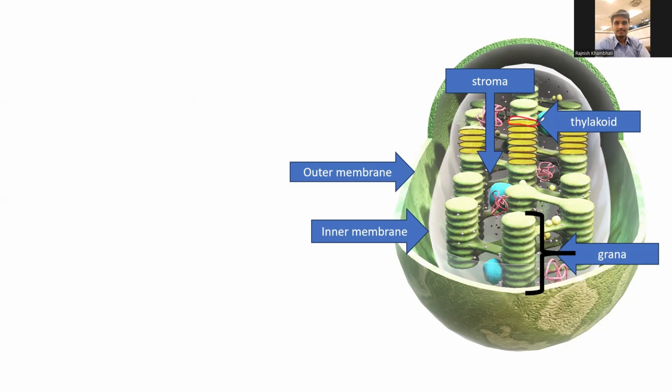It looks like a coin, and many coins are stacked on each other, forming a pile of thylakoids. So the single one is called thylakoid, and when they form piles like this, many on each other, it is called grana. And all the granas are attached to each other like this. They are connected with each other.